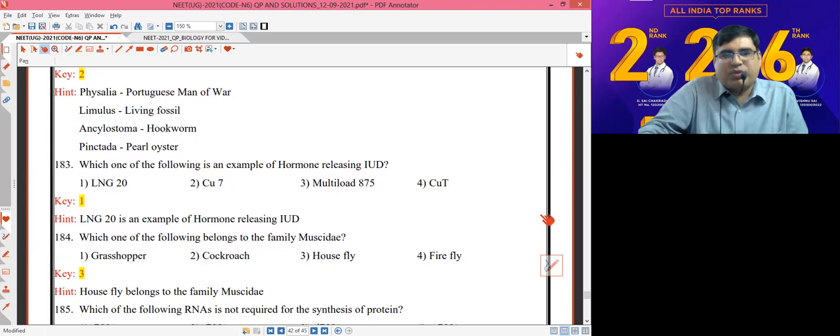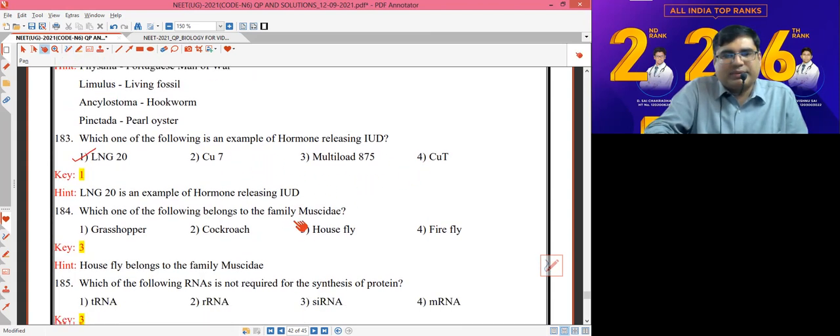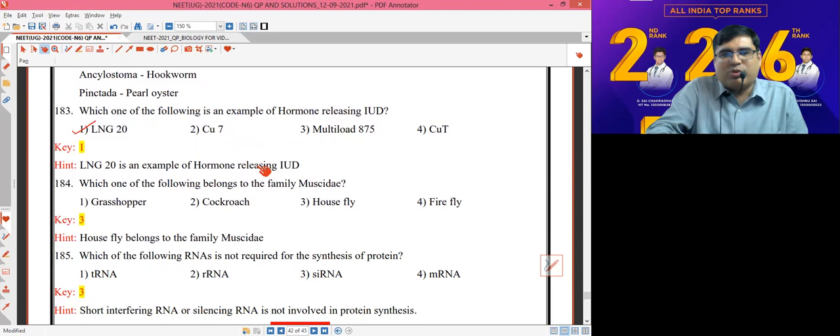Now the next is: which one of the following is an example of a hormone-releasing IUD? Of course, levonorgestrel is the basic answer for the same. Again, core NCERT-based questions only. The rest are basically copper-releasing, and they are not hormone releasing.